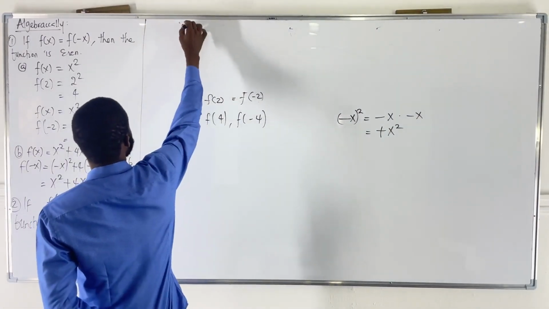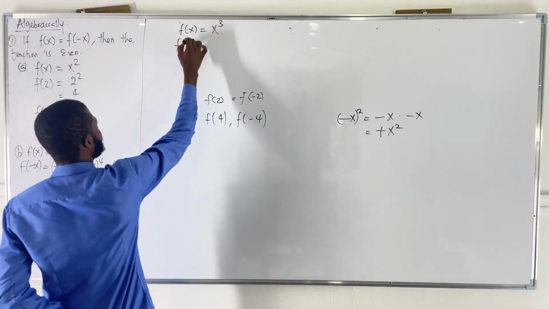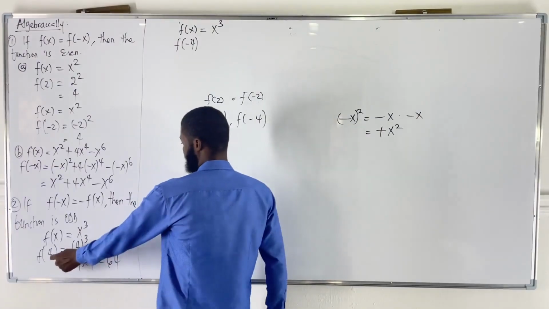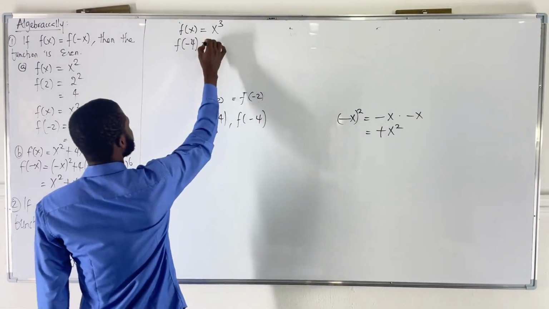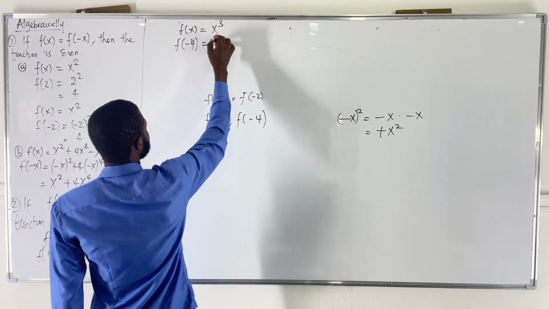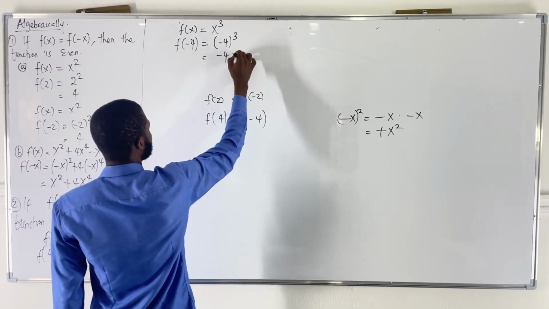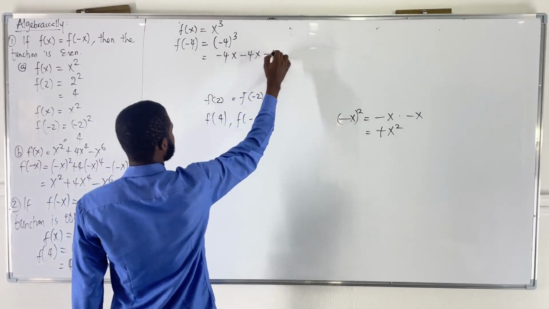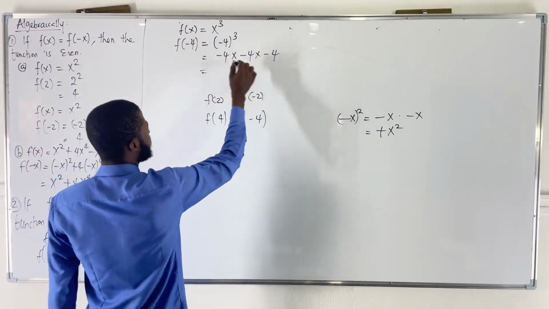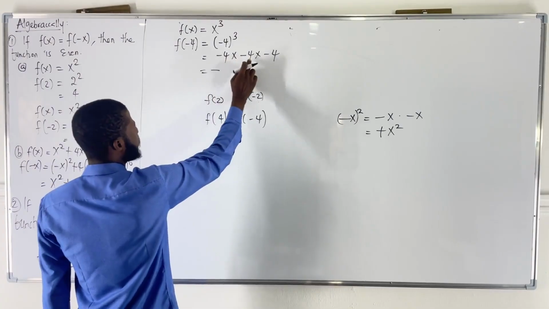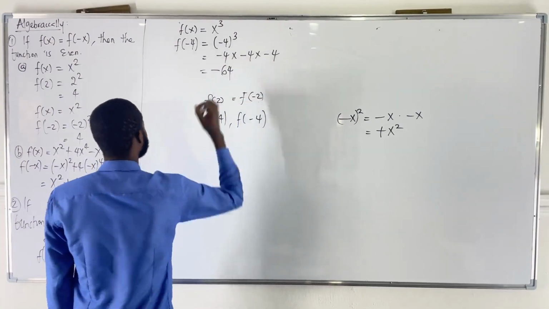Next one. So f of x is x cubed. Now let's see what f of minus 4 would be. Since the 4 is positive here, let's pick the negative. So anywhere I say x, this will be minus 4 cubed. So this is minus 4 times minus 4 times minus 4. Minus times minus is plus. Plus times minus is minus. 4 times 4 is 16. 16 times 4 is 64.